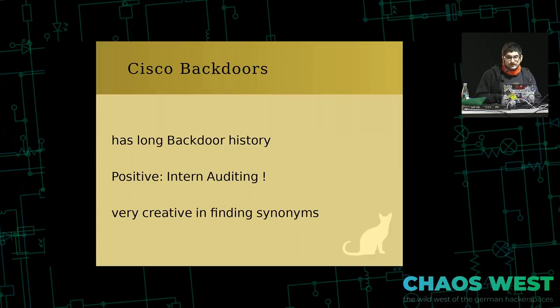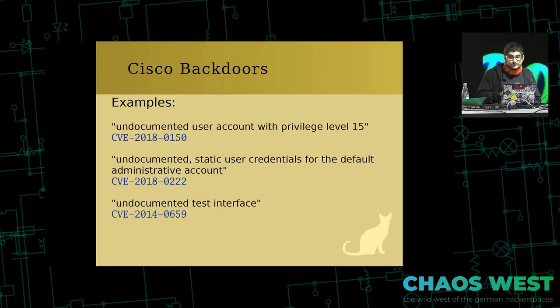But still, there is a problem. There are backdoors in their products. And they're very creative about finding synonyms for the backdoors. I have three examples for you. The first one is undocumented user account with privilege level 15. Okay, it's quite creative. But the other one is even better: undocumented static user credentials for a default administrative account. It's an even better name, but my favorite is the undocumented test interface. There's just some port on the router and you just connect there and you get root access. Really nice backdoor. But they have even more of them. But those are three examples for the creative synonyms for backdoor.